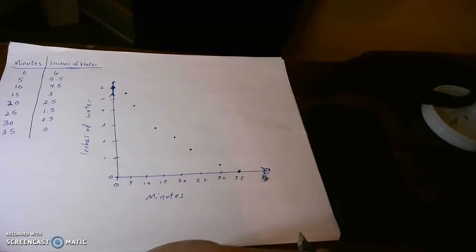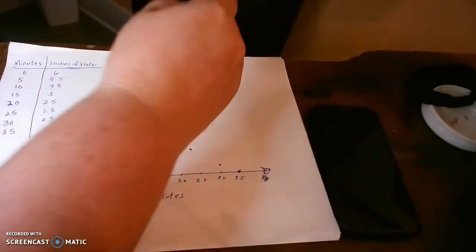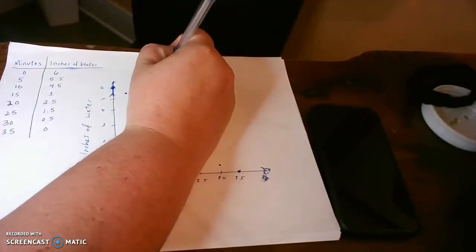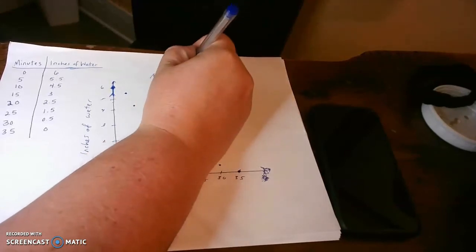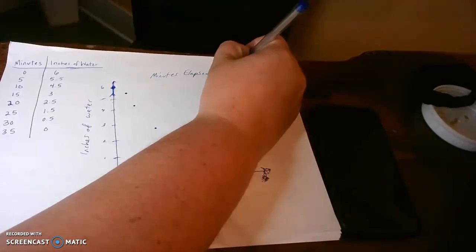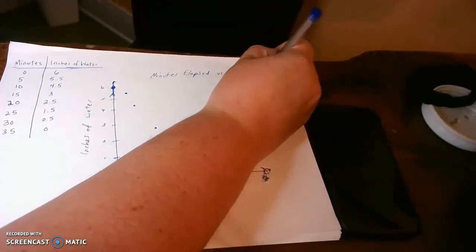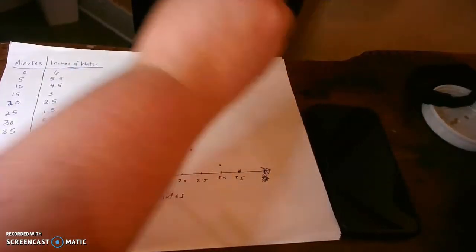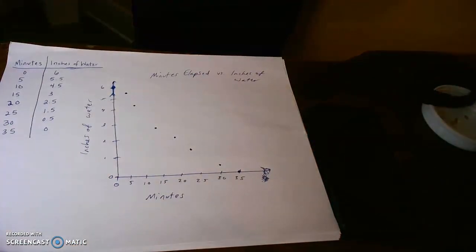And the last thing this needs to be a good graph is a title. So I'm going to say minutes elapsed versus inches of water. There's my graph.